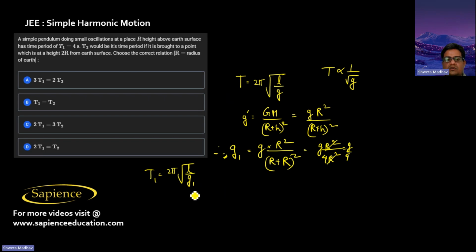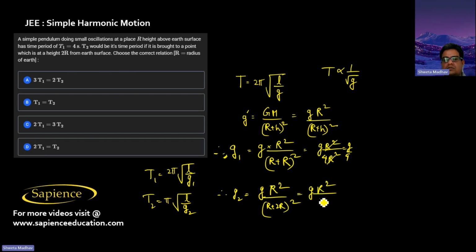And similarly, T2 will be equal to 2 pi root over L by g2, where g2 is the value of g at a height 2R from the Earth surface. So g into R square by (R plus 2R) whole square. So it will be g R square by 3R whole square, which is 9R square. It is g by 9.